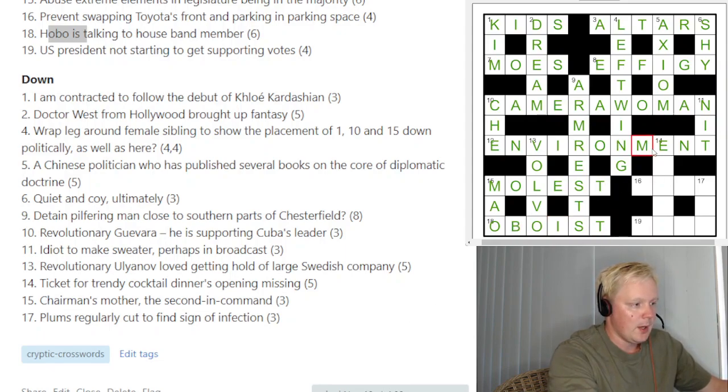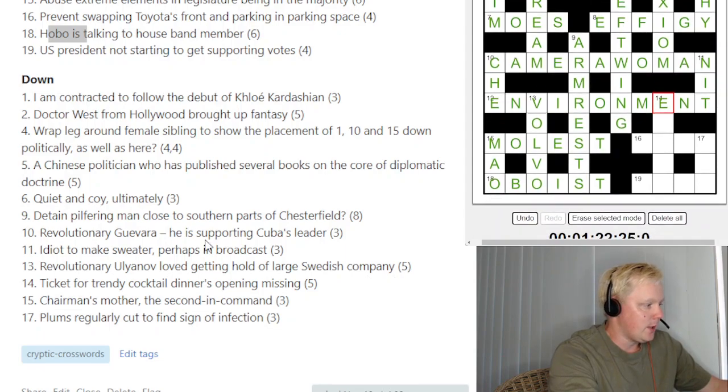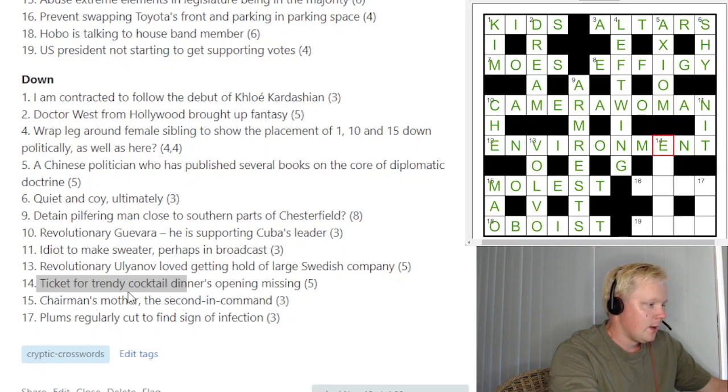So now we have only this corner to cover. 14 down. Ticket for, oops, what did I do with the grid? Sorry. Yeah, so ticket for trendy cocktail dinner's opening missing.